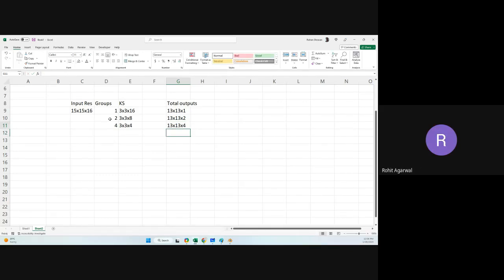Now we have 2 groups here, right? And we have 4 groups here. Let's talk about this 2 group scenario. Can I convolve one by 3 cross 3 and another by 5 cross 5?